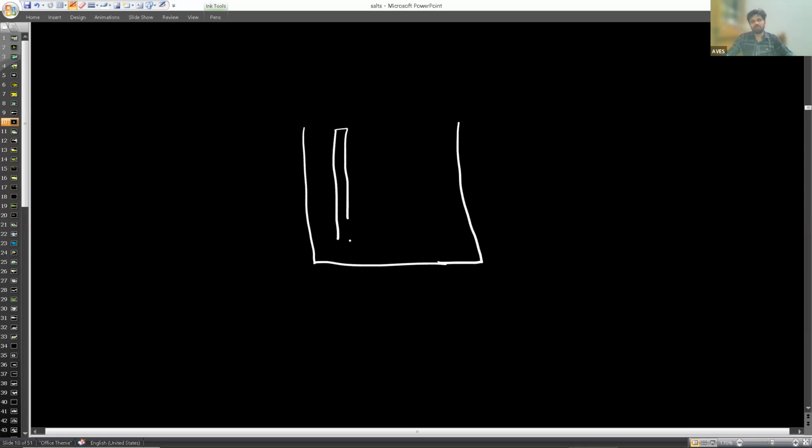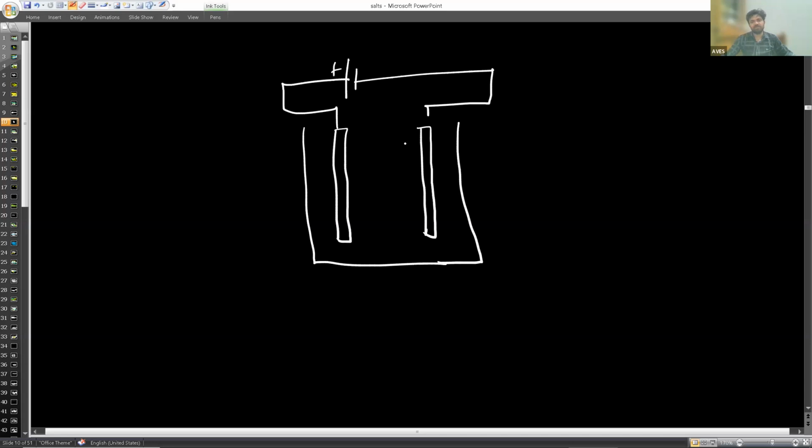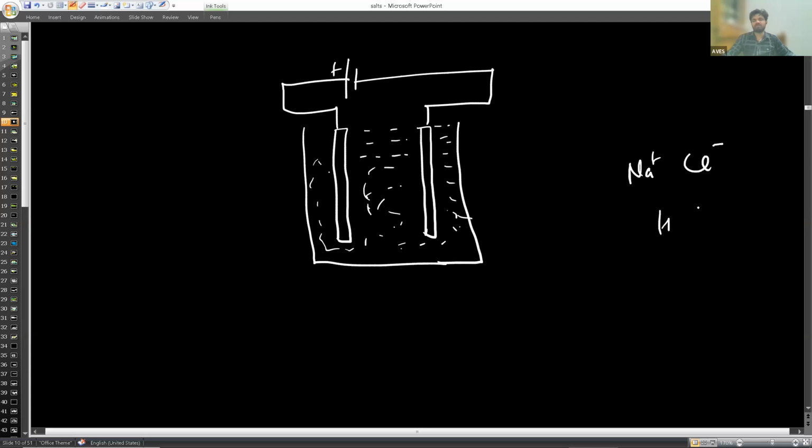When we have an electrolytic cell, it is a cell which is going to have an anode and a cathode. So we have a positively charged rod here and a negatively charged rod here, and we are passing electricity to it, and this is the solution of NaCl. We'll notice that in this solution we are going to have Na positive and Cl minus ions and H positive and OH minus ions.